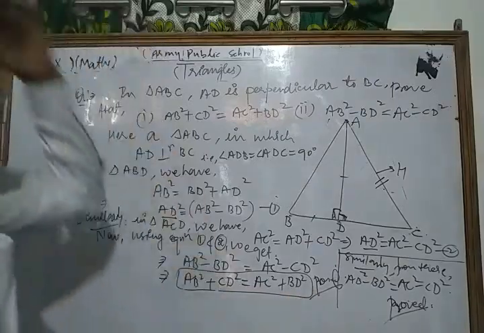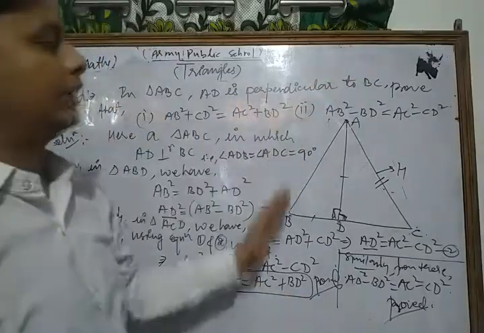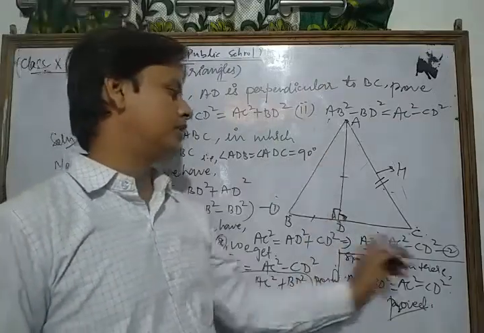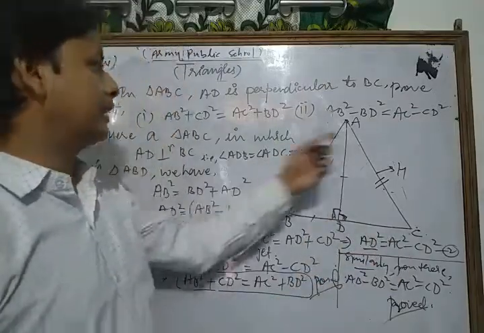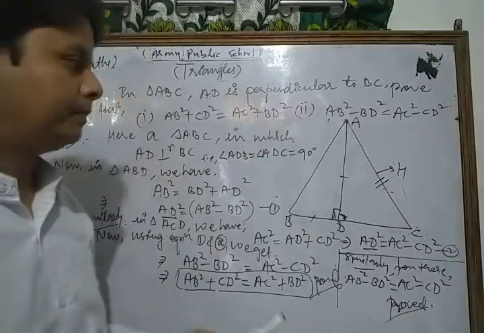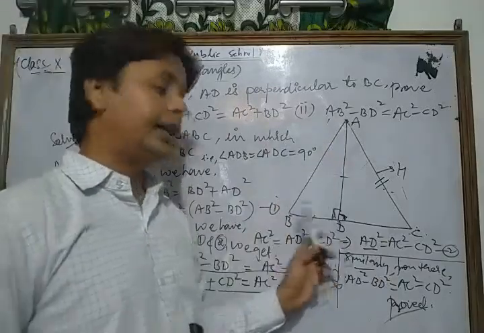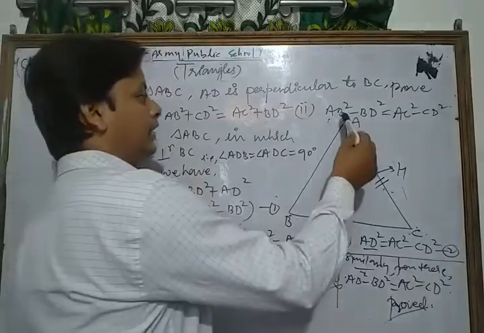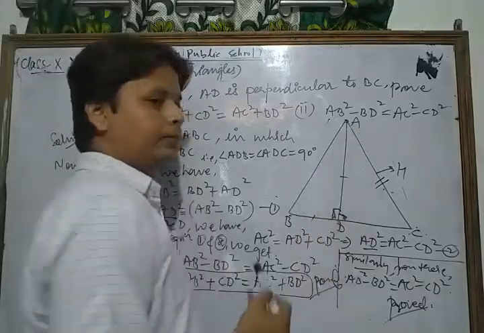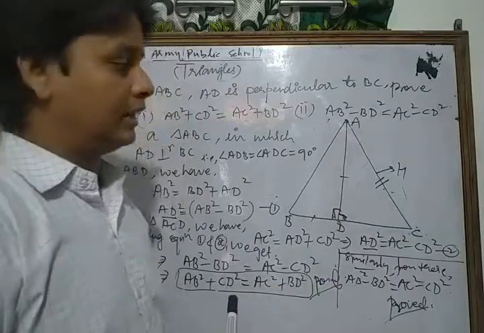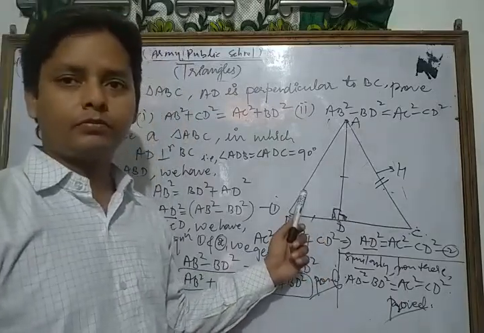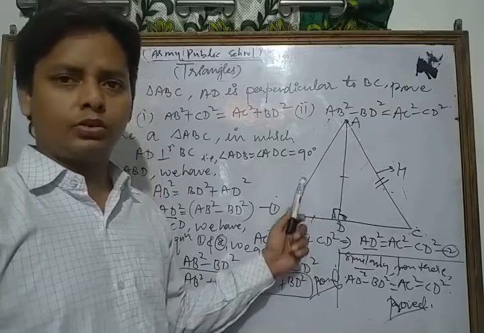Let's see once more. This is the triangle. It is given that in triangle ABC, AD is perpendicular to base BC, and we have to show this and this. So first of all, we take triangle ABD in which AD is perpendicular, so it is clear that angle ADB is a right angle. You know that the side opposite to the right angle is your hypotenuse.